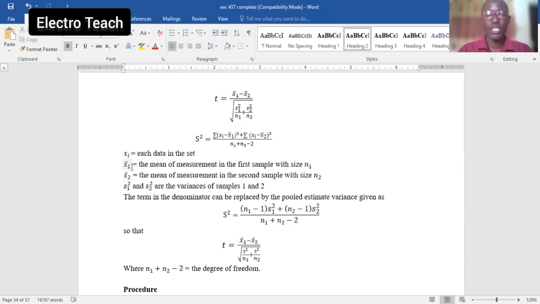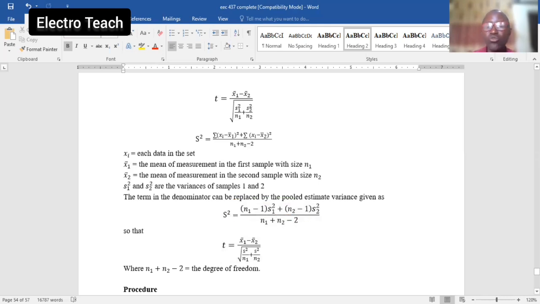All right. Now, we have S1 squared and S2 squared as the variances of samples 1 and 2. And then the term in the denominator, we can replace it by the pooled variance as we have here. Pooled estimate of variance, S squared equals (n1 minus 1) multiplied by S1 squared plus (n2 minus 1) multiplied by S2 squared, divided by n1 plus n2 minus 2. So that t formula can be t equals x1 bar minus x2 bar divided by the square root of S squared over n1 plus S squared over n2. n1 plus n2 minus 2 is equal to the degrees of freedom.